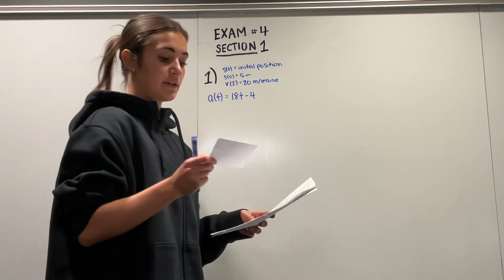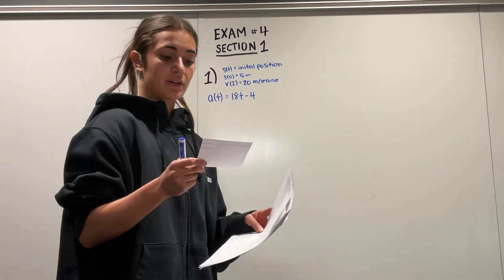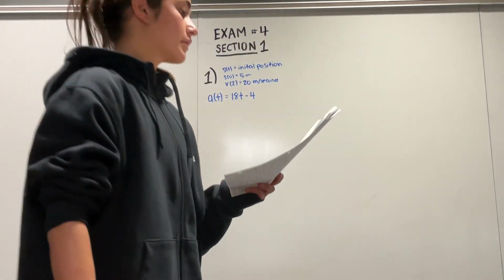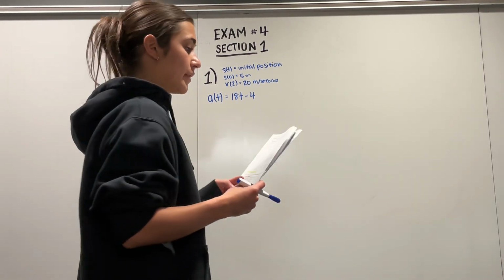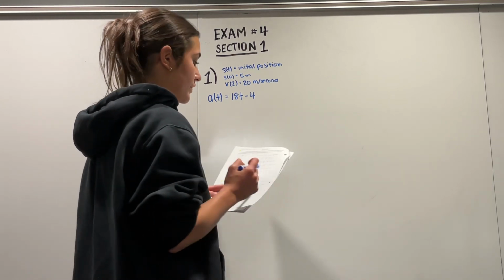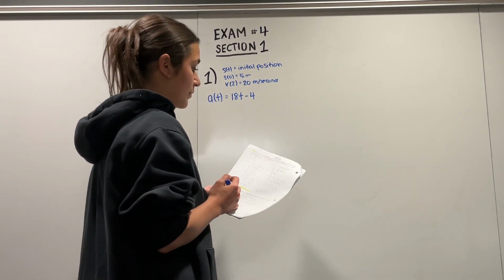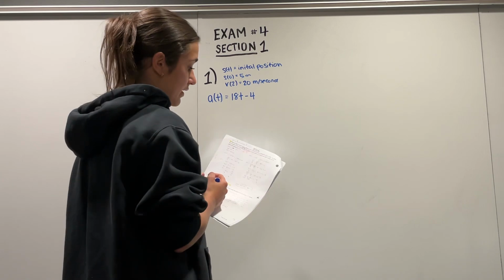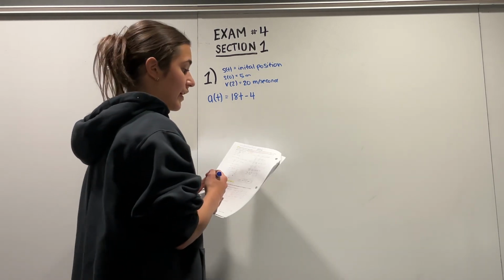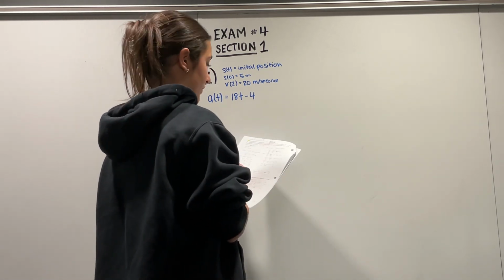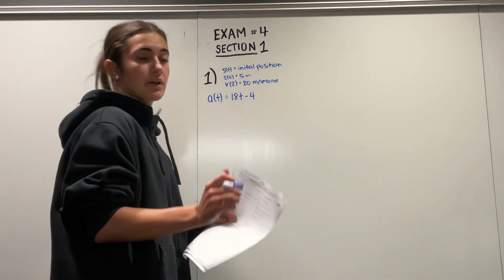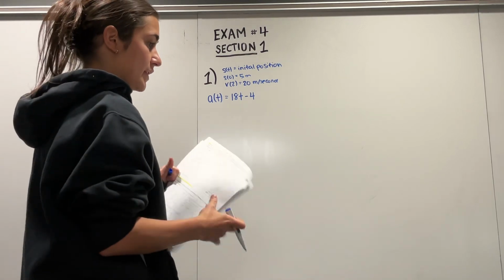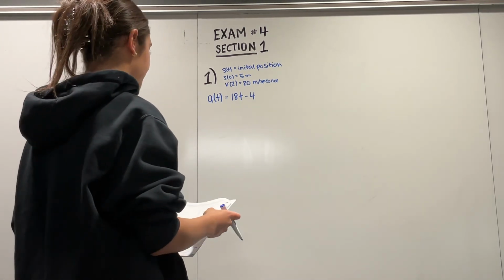This is exam 4, page 2, section 1, and this is problem number 1, and it states, suppose that the particle moves along a curve with acceleration defined by a of t equals 18t minus 4. Find the equation of the position s of t, and if the initial position started at 5 meters, with the velocity of 20 meters per second at t equals 2. So I just wrote down some information that we received from strictly the problem.